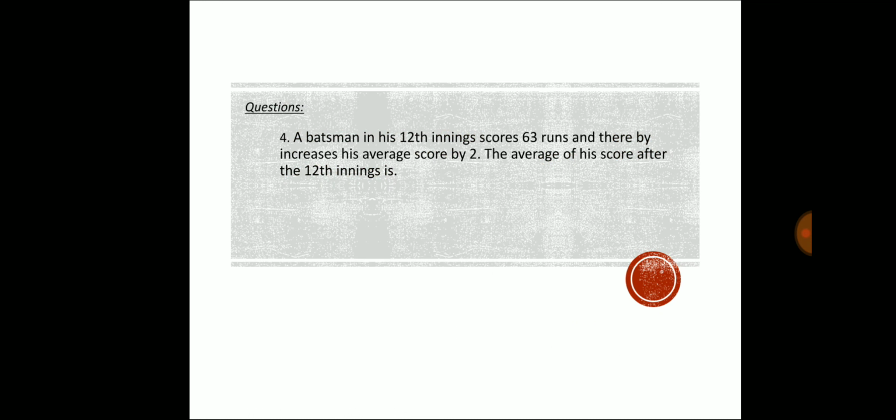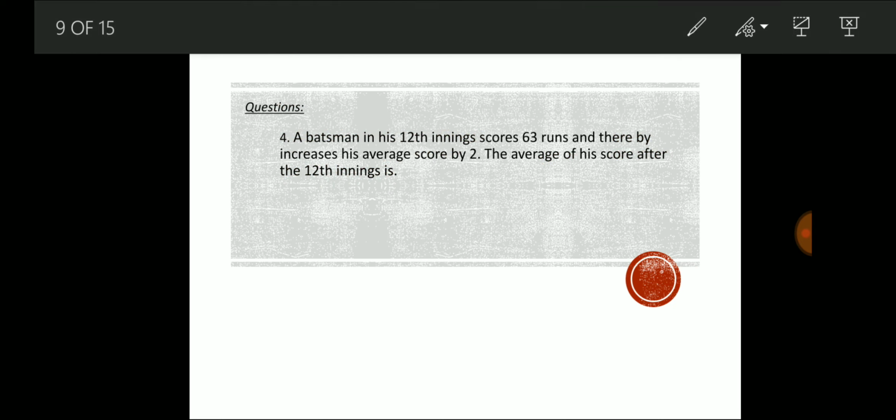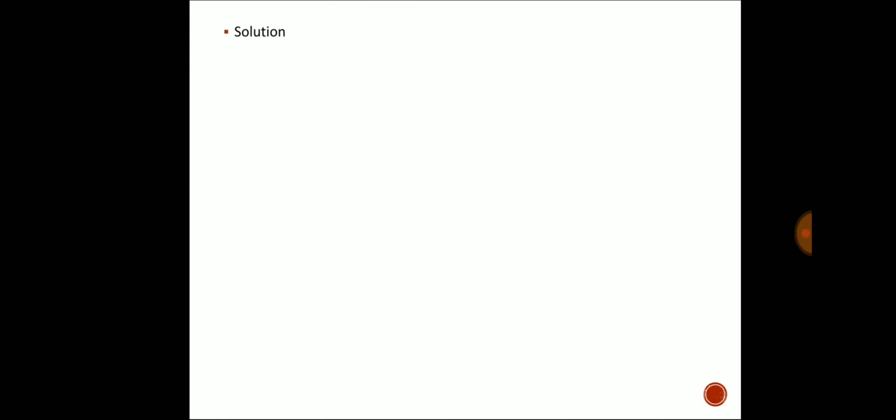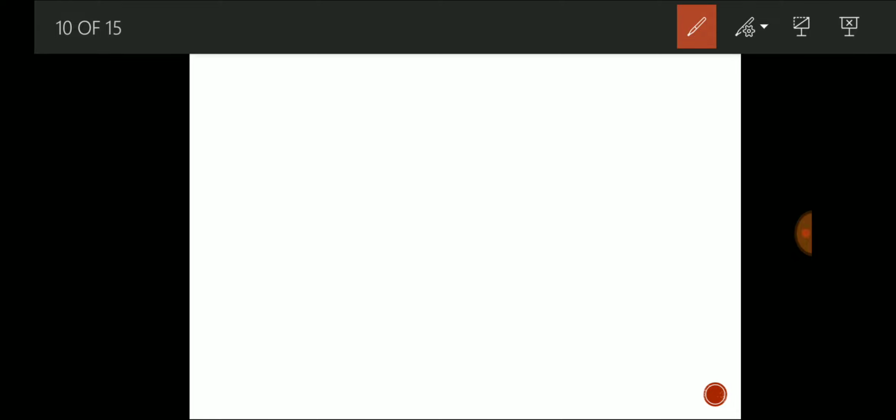A batsman in his 12th innings scores 63 and thereby increases the average by 2 runs. So what is the average of his score after the 12th innings? It is a very simple question, similar to the previous question. The batsman in his 12th innings scores 63 runs, and thereby increases the average by 2 runs. So in the 12th innings, he scores 63 and his average increases by 2, for all 12 innings.